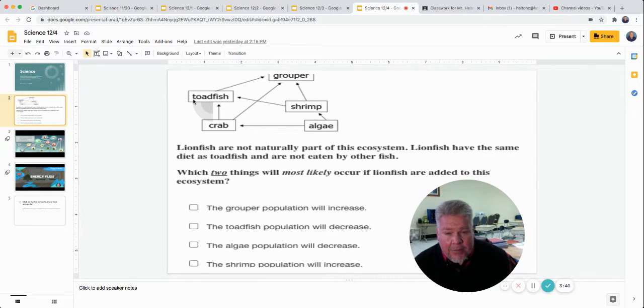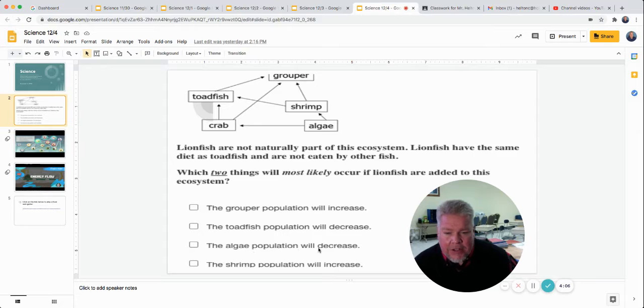The toadfish population would decrease. That's definitely going to be one because now the toadfish have to compete with another type of fish that is eating the same thing that it eats. The lionfish is going to be eating some of the toadfish's crabs. And the lionfish is going to be eating some of the toadfish's shrimp. So now the toadfish isn't going to have as much to eat, so their population will decrease. So this would be one of them.